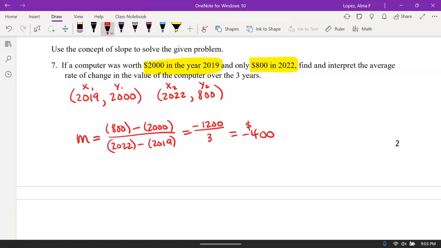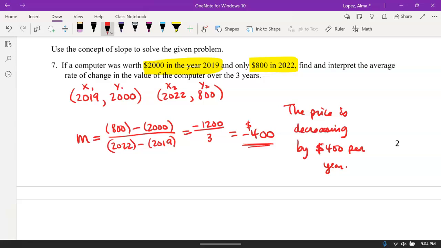How do I know it's depreciating, that it's losing value? Not just because I saw it here, but because my slope is negative. I can say the price is decreasing by $400 per year. That's the average rate of change that is being described in that example.